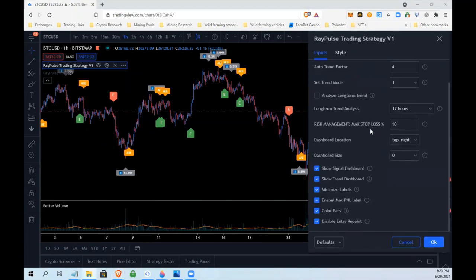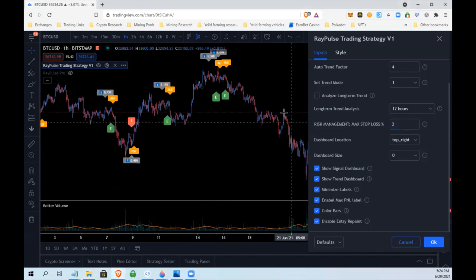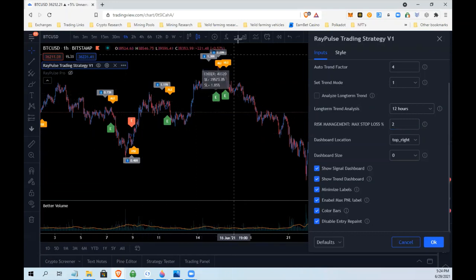An important setting on the indicator is this risk management max stop loss percentage. What this does is it eliminates signals that are outside the user's max stop loss percentage. So if I'm trading and part of my risk management is that I won't take trades that have a stop loss location more than 10% in this case, then the indicator will eliminate those signals. So if I change this to 2%, what you'll see is a lot of the signals get eliminated because they're outside of my personal risk tolerance.